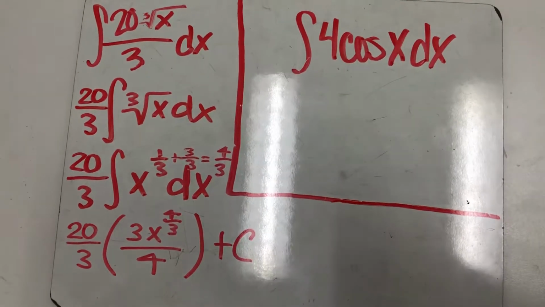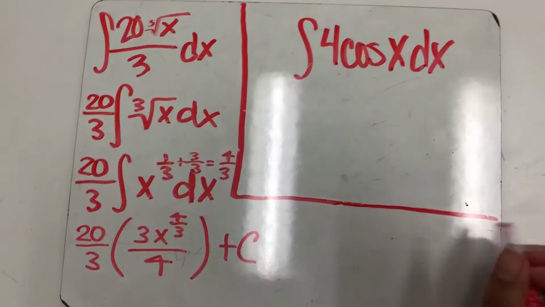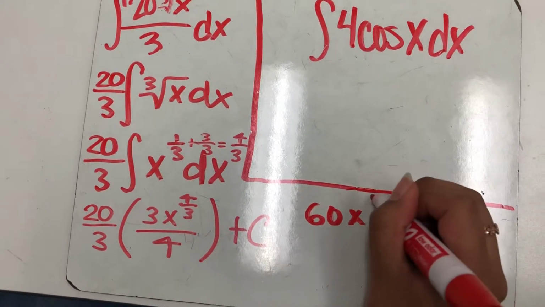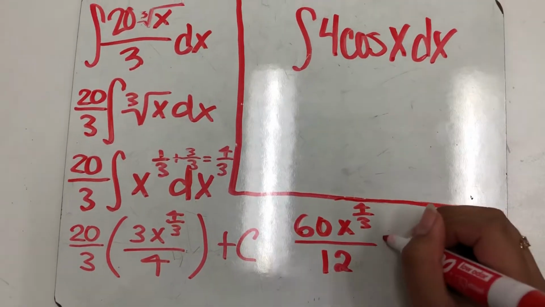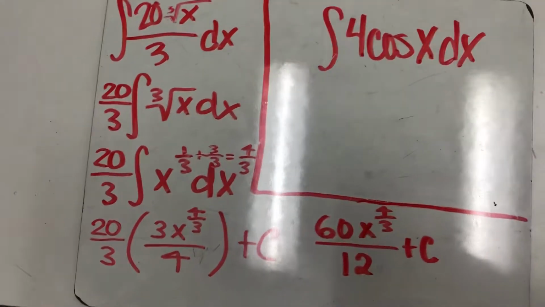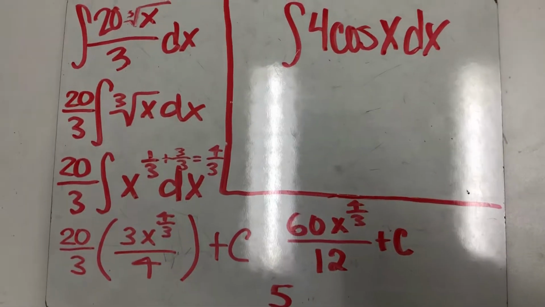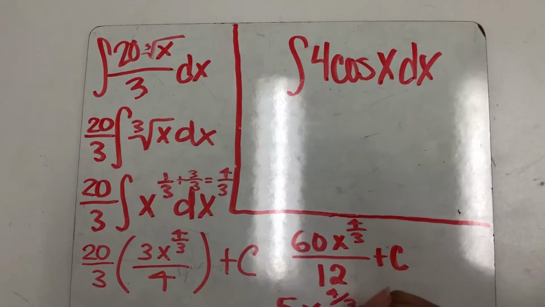Plus c. And now our next step is to multiply straight across, which will give us 60x to the 4/3 power all over 12. If we simplify that even further, 60 divided by 12 is 5. So the final answer is 5 times x to the 4/3 power plus c.